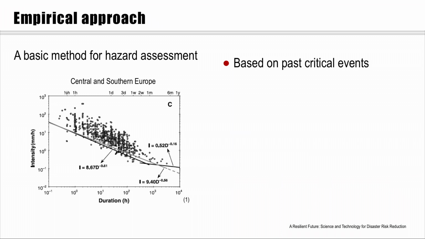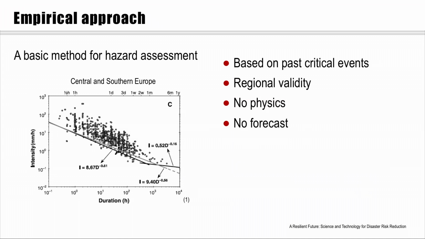However, severe limitations apply. A method like this can have just a regional validity because it can be applied just for the area for which the rainfall and landslide occurrence data have been collected. There is no physics in it, so we are not really going to see what the physical processes are which are triggering the landslide. And when you have no physics in the process, it's very difficult to make any kind of forecast.